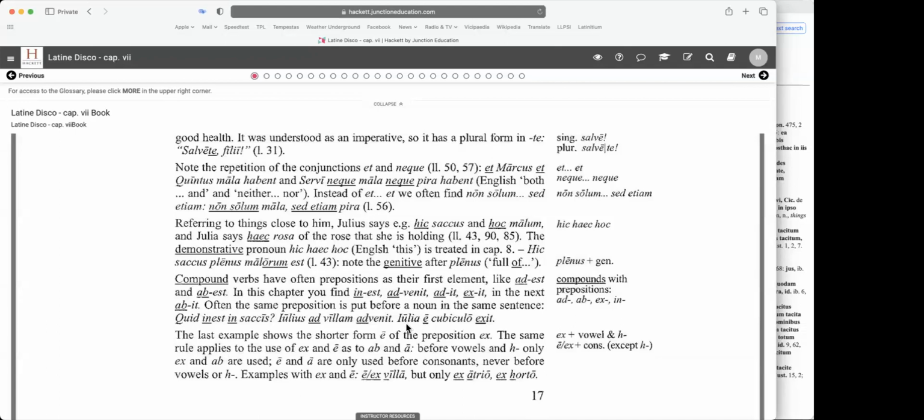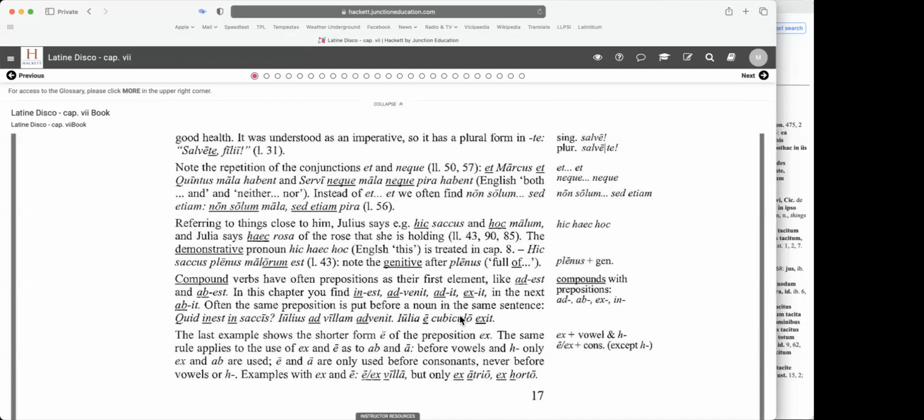Let's see. Julia. Here we go. Julia goes forth from the bedroom. There we go. You have to strain a bit to get both of them in there in English, but yeah, you can, but you have to strain a little bit.